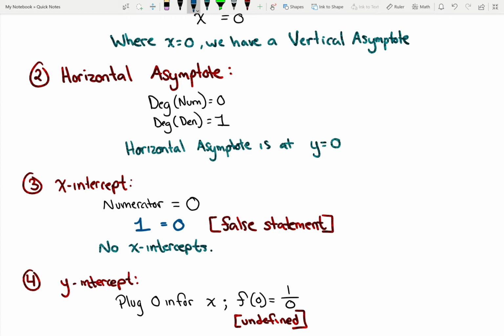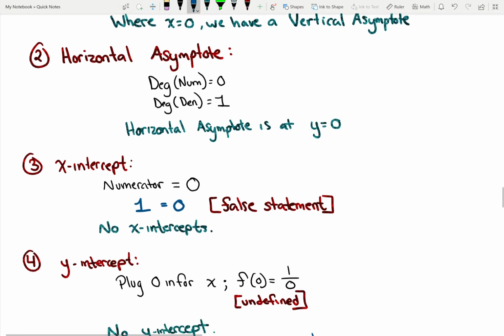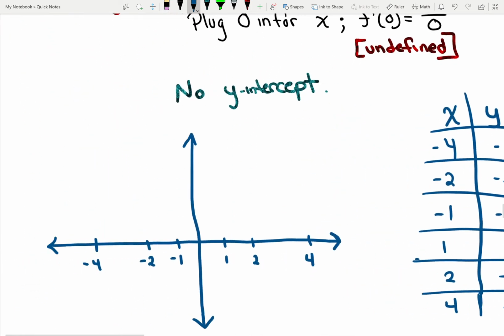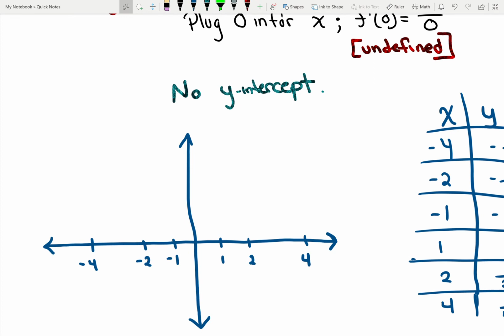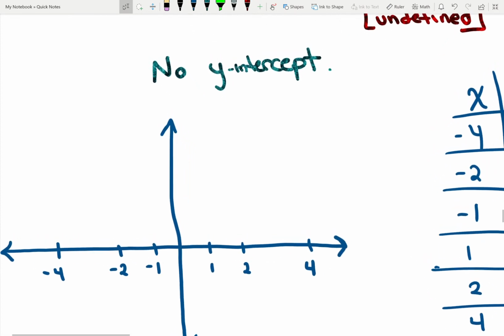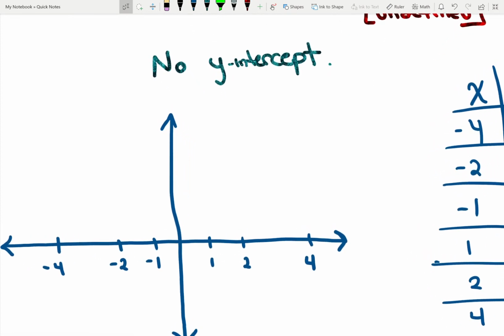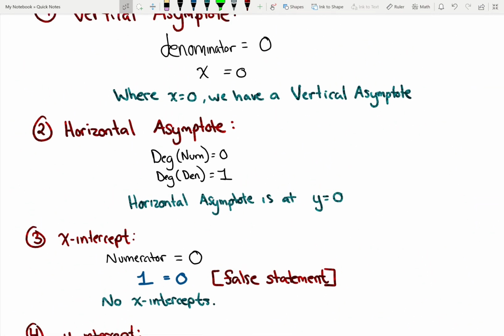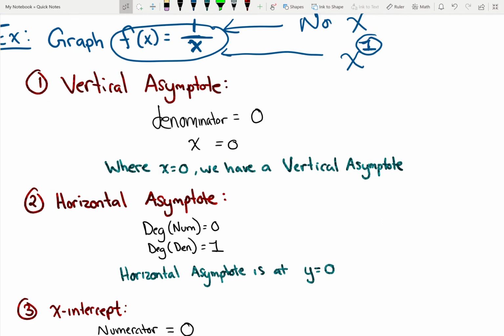So similarly, this tells us that there are no y-intercepts. Okay, so what we're going to do now is try to graph this guy, but the first thing you want to do is start with what we know. So what do we know so far? Well, let me come back here. We know that we have a vertical asymptote at x equals 0.